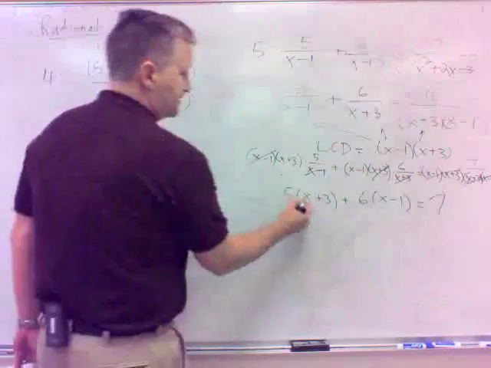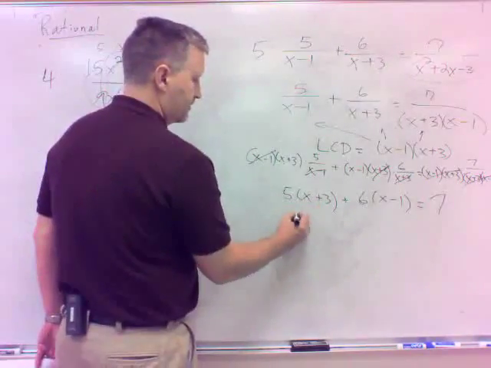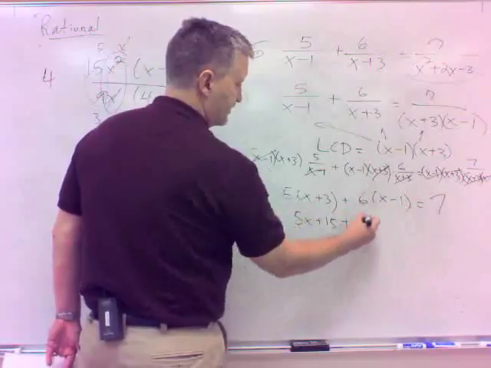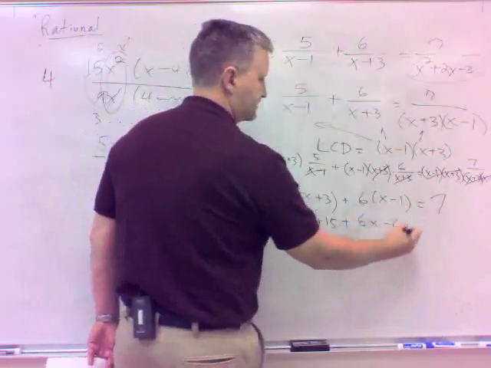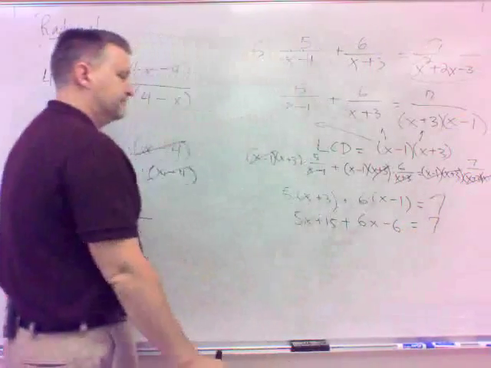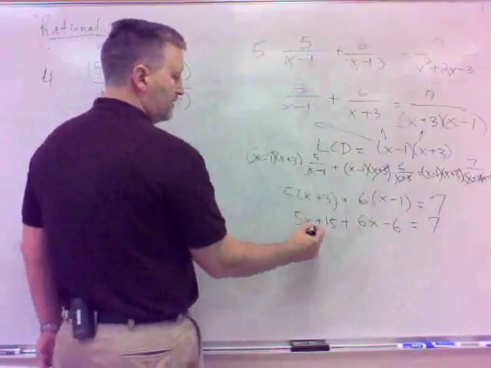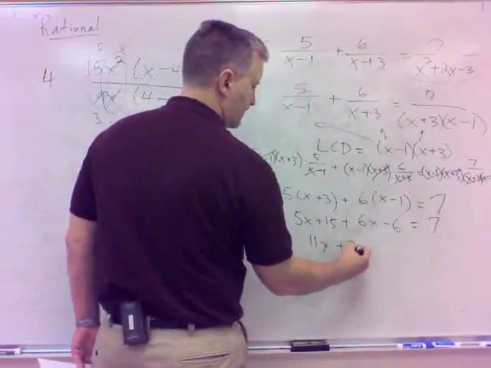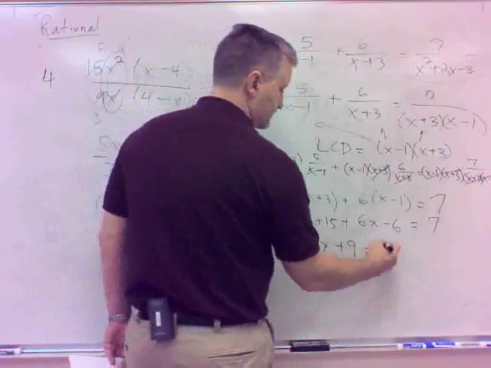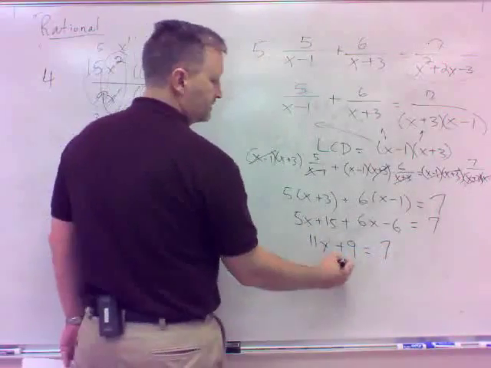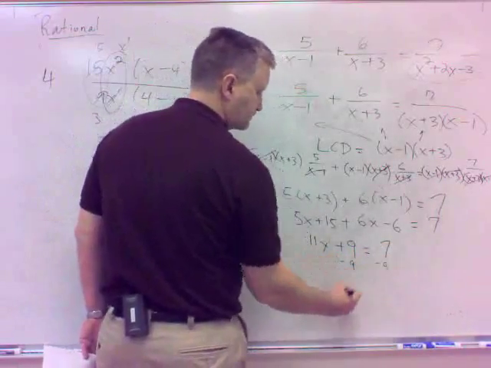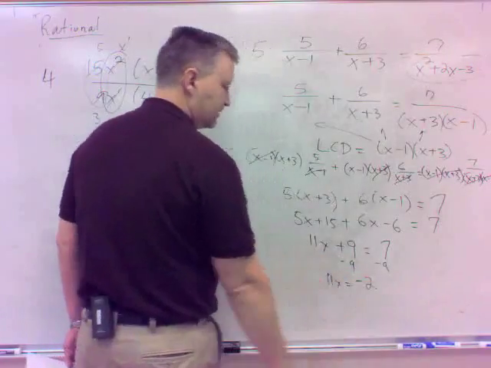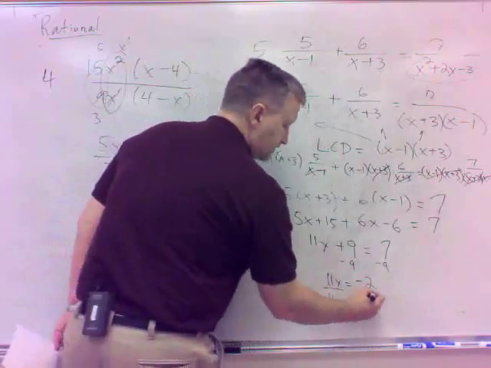This is multiplied by 5, so both of those, it would be 5x plus 15. Both of those multiplied by 6, so that would be 6x minus 6 equals 7. 5x and 6x is 11x. 15 minus 6 is 9, positive. That equals 7. Subtract 9. So I get 11x equals negative 2. And all I have to do then is divide by 11.